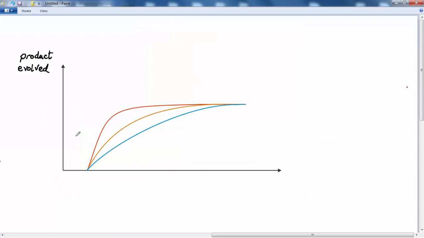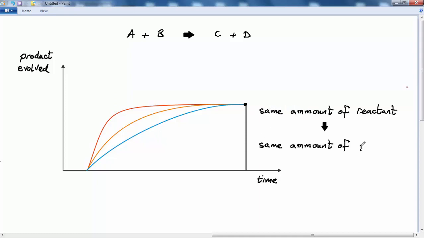Okay, so for example, we might be measuring the product evolved against time for some chemical reaction. Let's say it's the reaction between A and B, two imaginary substances, and that gives us C plus D. It doesn't matter what they are. What we're doing is we're understanding what these graphs mean. First of all, you can see that each graph represents exactly the same reaction. We've got exactly the same amount of reactants, A and B, each time, the same mass of A and the same mass of B in each case. And so we've got the same amount of product evolved.